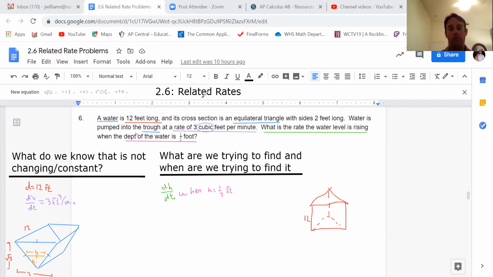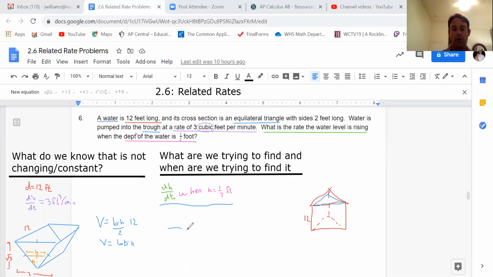So I do know that our volume is always going to be base times height divided by 2. So that's the area of my triangle, and then times the height of the prism, or the depth of the prism. That's 12, and we said that 12 is not changing. So I'm technically dealing with 6 times base times height. So that would be my volume. However, if you notice here, all I want is everything in terms of the height. I don't want the base. So we can use that similar triangle again to help us out.